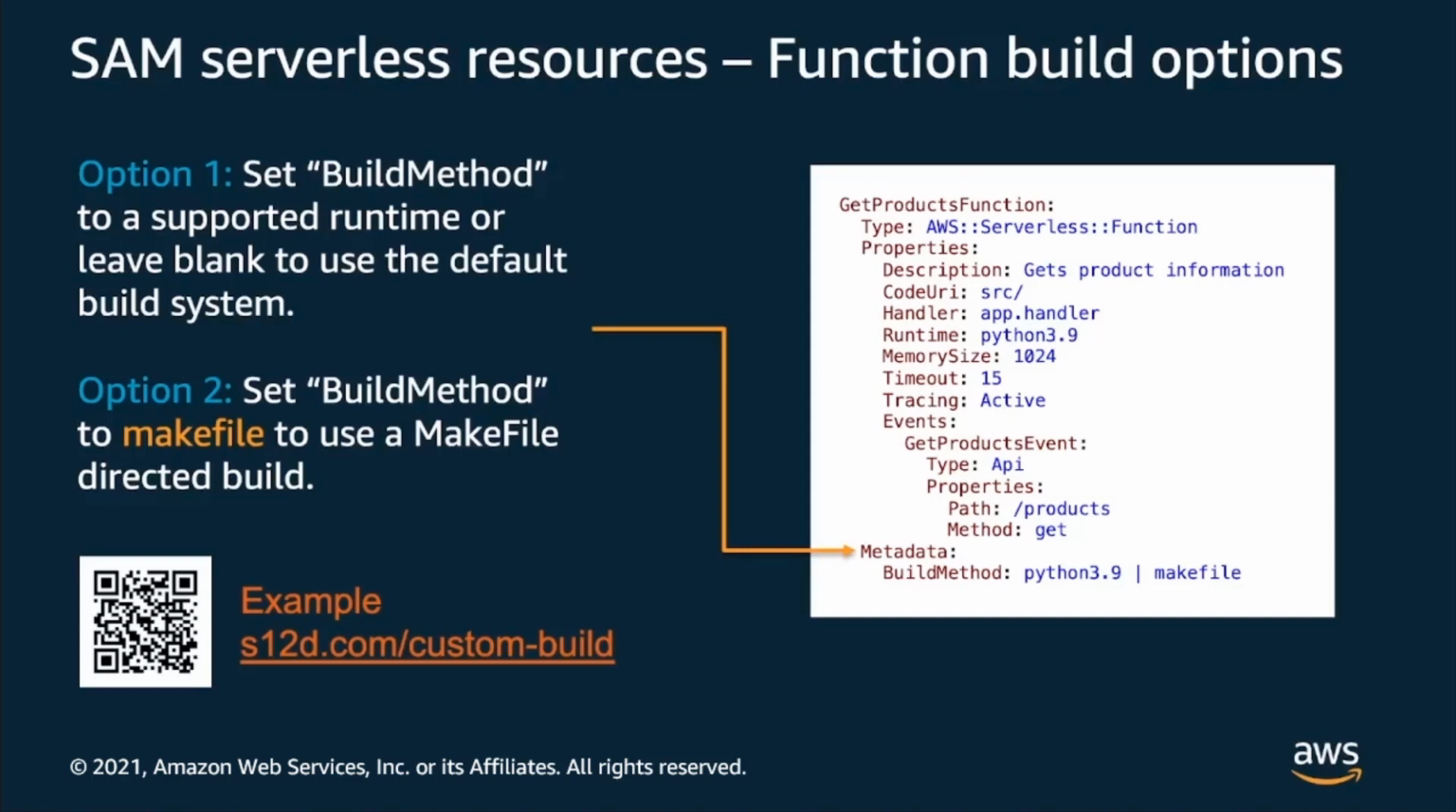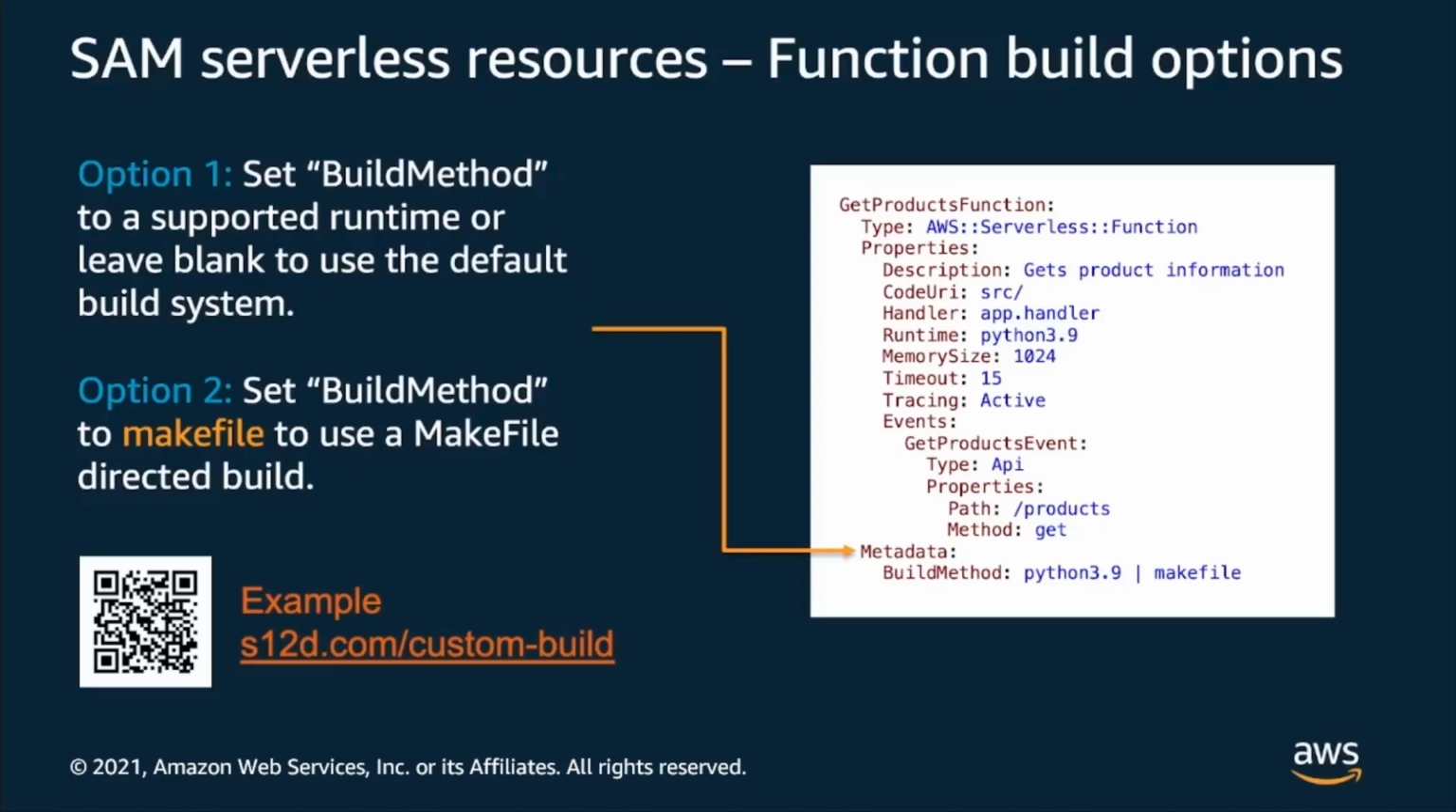Option 2 is you can use a Makefile. So I can put in here for my metadata, I want to put a build method, and I'm going to choose Makefile. And that actually allows you to build your own Makefile to do whatever you need to do. And I have an example of that at s12d.com/custom build. And this shows you how to do Webpack with a Node application.